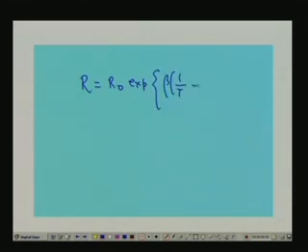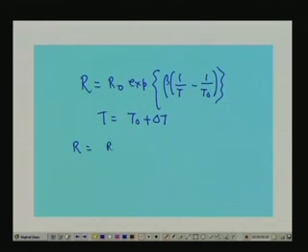Now, we know that in the case of a thermistor, we have the relationship R equal to R naught exponential beta (1 by T minus 1 by T naught). Now, suppose T is equal to T naught plus delta T. So, we can write R equal to R naught e to the power beta (1 upon T naught plus delta T minus 1 by T naught).